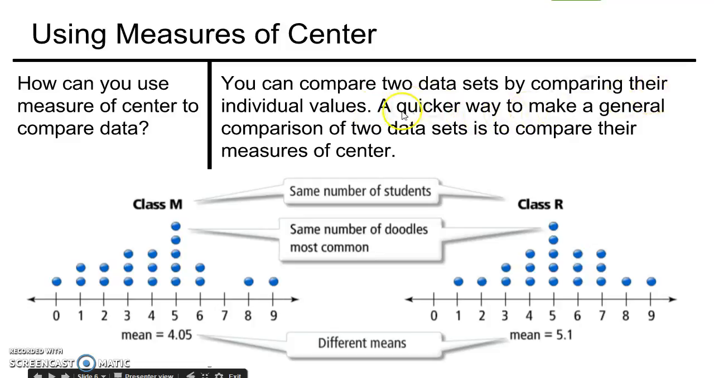A quicker way to make a general comparison of 2 data sets is to compare their measures of center. So comparing their means or comparing their medians. In this example down here, they have found the means. Class M, this is talking about how many doodles they have in their notebook. They found for Class M a mean of 4.05 doodles in their notebooks. In Class R, they have a mean of 5.1 doodles in their notebook. So to make an inference or a prediction about the classes, I would predict that Class R is going to have more doodles than Class M because the mean is bigger.